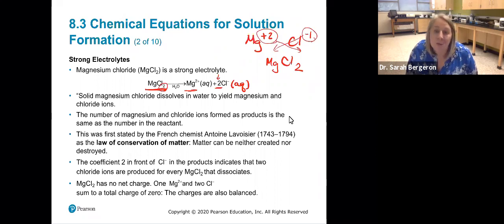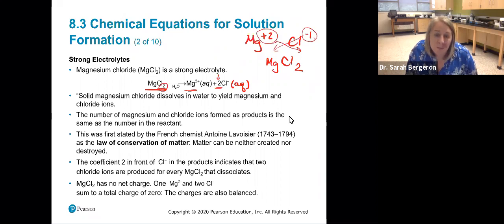Be very careful about that. Okay, so if you were to say this formula, you would say solid magnesium chloride dissolves in water to yield magnesium and chloride ions. So the number of magnesium and chloride ions formed as products is the same number as what was in the reactants. To make MgCl2, we had to have 2 chlorines for every 1 magnesium. The same thing's true in the product. That's our law of conservation of matter.